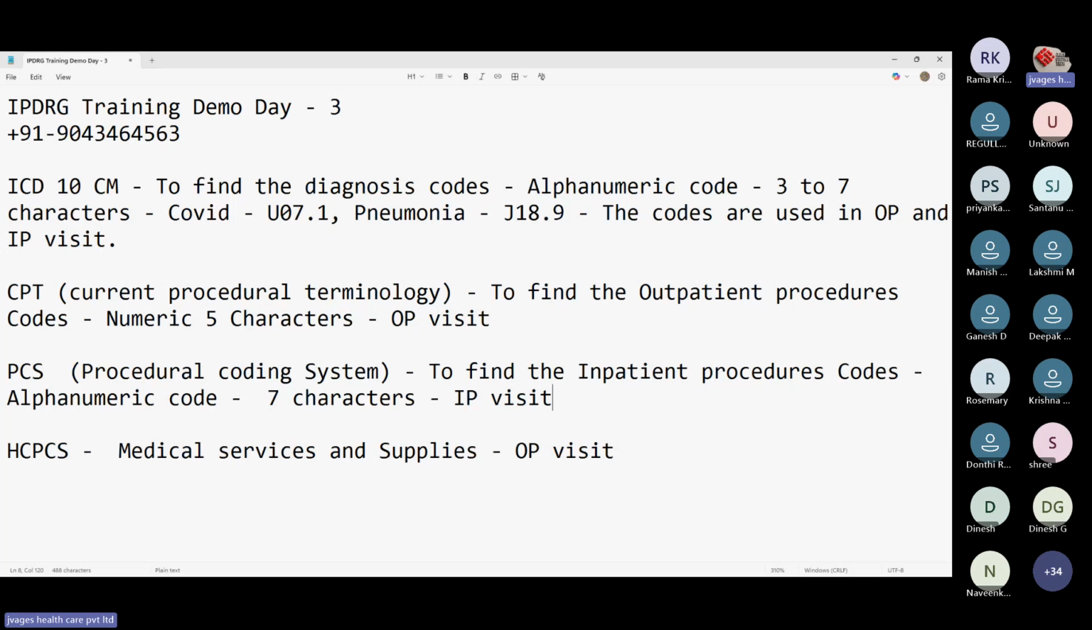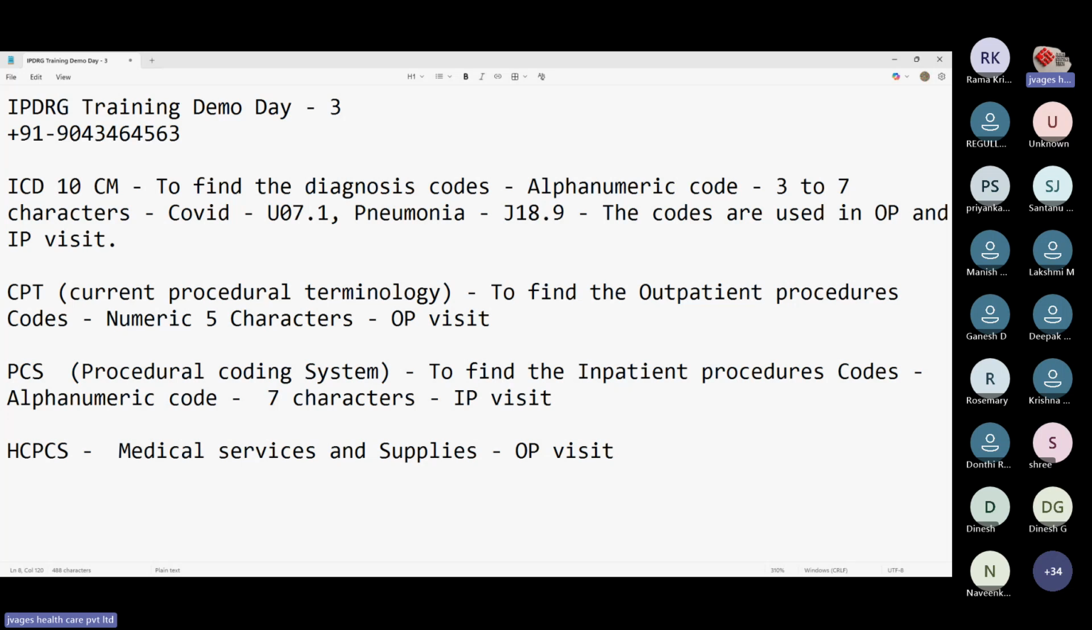And I will give you one more piece of additional information. For example, if anyone is planning to go to the UAE or Saudi, to work in these countries, you would be working with CPT codes.